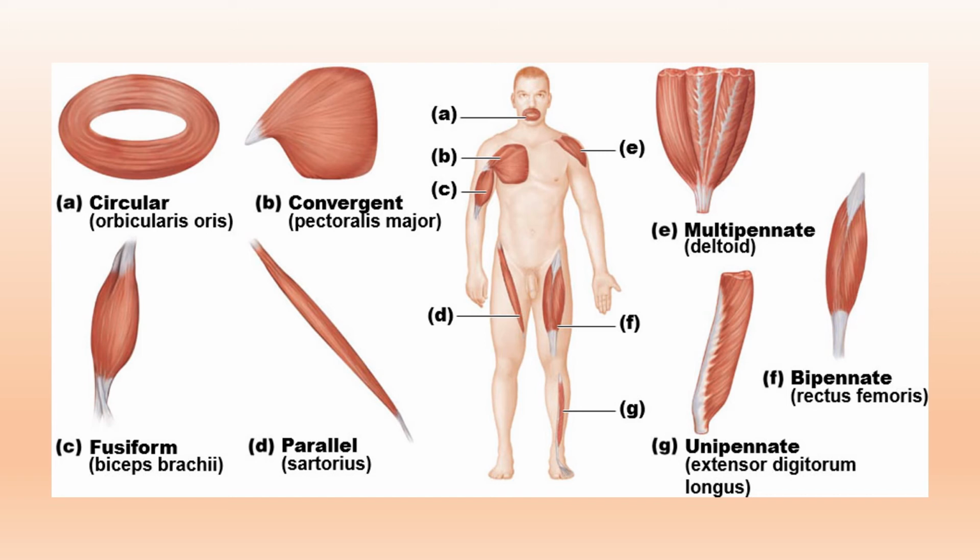Multipennate, the example that we have provided is the deltoid on the anterior shoulder or surrounding the shoulder. Bipennate, so 2 now, rectus femoris on the anterior thigh. And lastly, unipennate, so we have 1 row of fascicles attaching to the central tendon, extensor digitorum longus, in the leg.